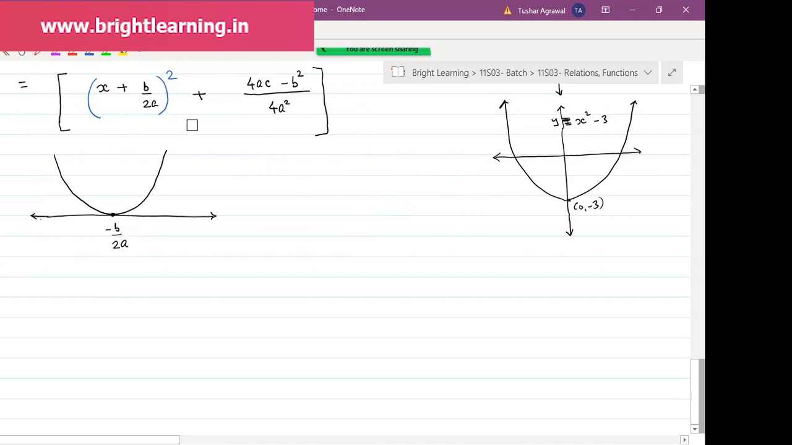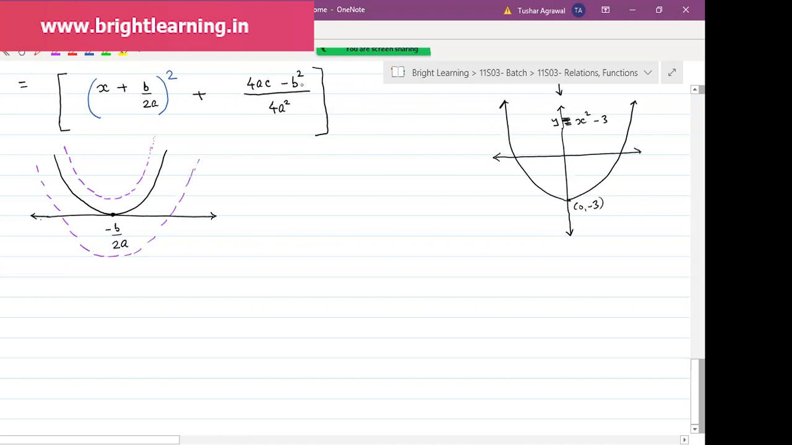Now once you get this bottom point, this blue bracket whole square graph we have drawn, blue bracket addition something. Now depending on whether that 4ac minus b square upon 4a square is positive or negative, this graph may either be shifted upwards, by a magnitude of 4ac minus b square upon 4a square, or it may be shifted downwards. But whatever the case, it is either shifted upwards or shifted downwards.